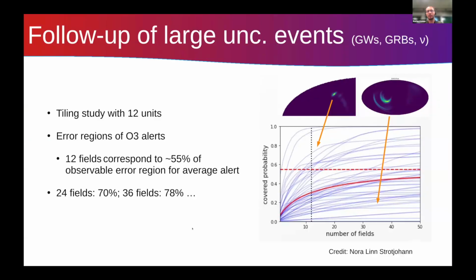Let me say something on follow-up of large localization areas, right? We have a large field of view. It's an older study, but using 12 units. If we test it against O3 gravitational wave alerts, then we see that if we point our telescopes in different positions, then at one time we cover about 55% of the error region for the average alert. Pointing another time, we cover 70%. Pointing another time, 78%. So we can cover all these large localization areas very well.